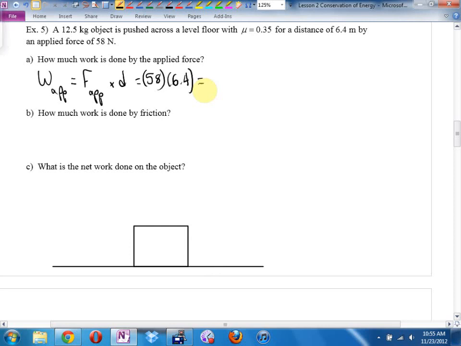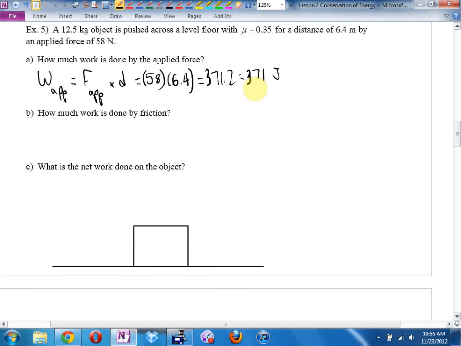Let's say the applied force is a person pushing. How much energy did this person lose while they were pushing? Give it to me to the whole thing. 171 point what? 171.2, and then we'll round to 3 sig figs. Oh, 371. Sorry, couldn't hear you.